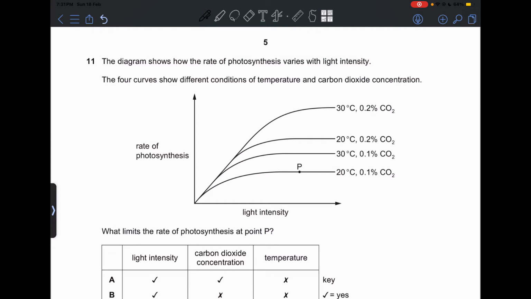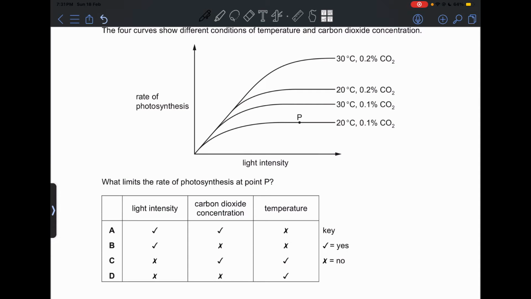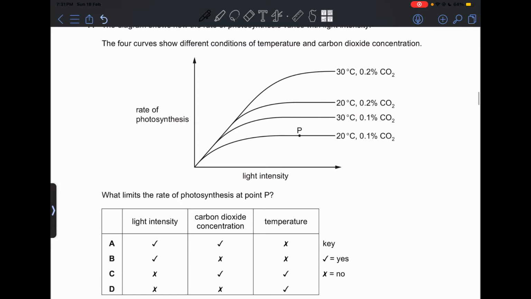11. The diagram shows how the rate of photosynthesis varies with light intensity. The 4 curves show different conditions of temperature and carbon dioxide concentration. What limits the rate of photosynthesis at point P? So over here we can see that at point P there is light reaching the plant, so light intensity is not a problem. But the problem is that it has the lowest temperature. There are other plants that have 30 degrees and this one has 20. So this is not really the optimum temperature, and also there is the lowest concentration of carbon dioxide. Other plants get high concentrations, 0.2, and this one got 0.1.